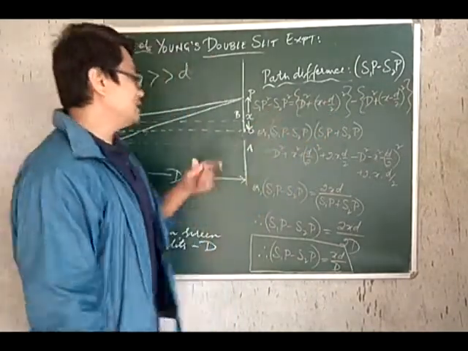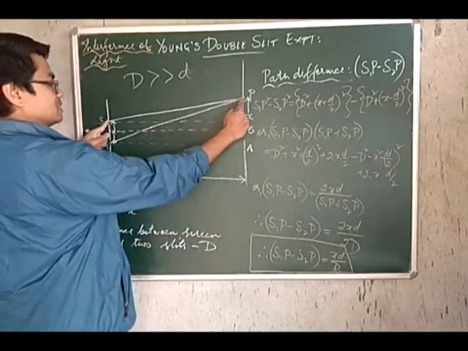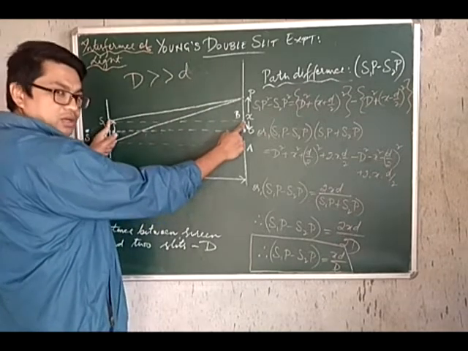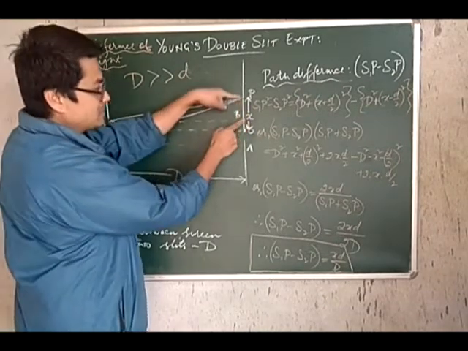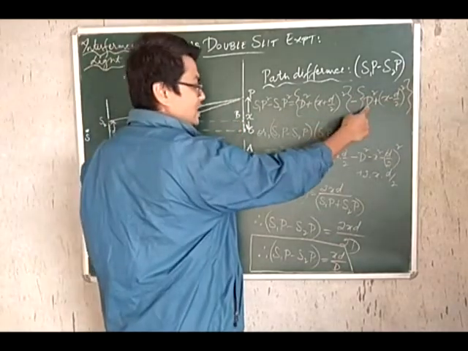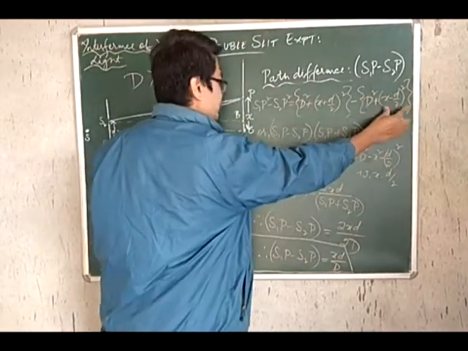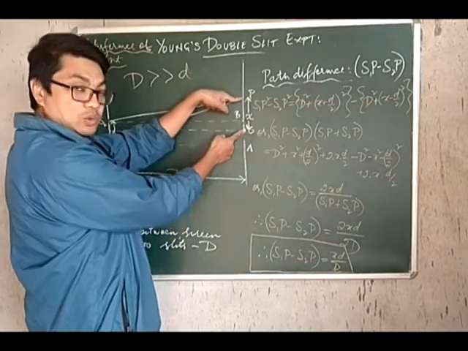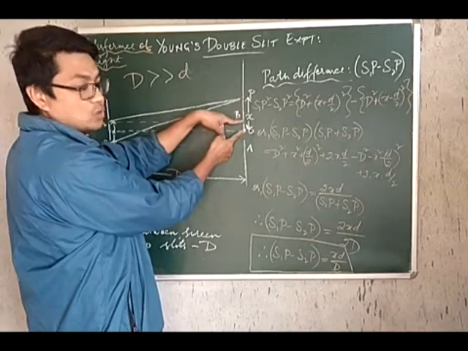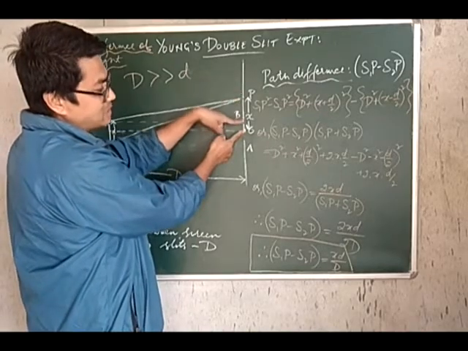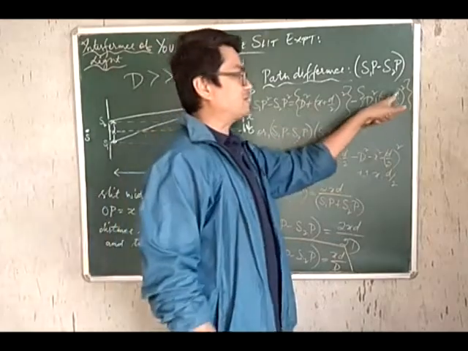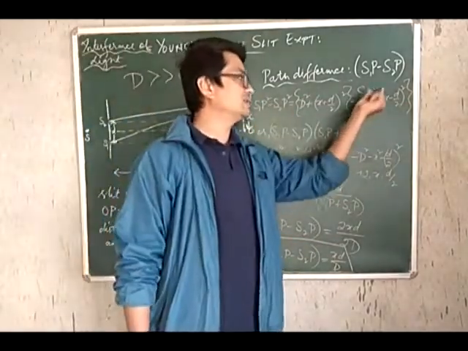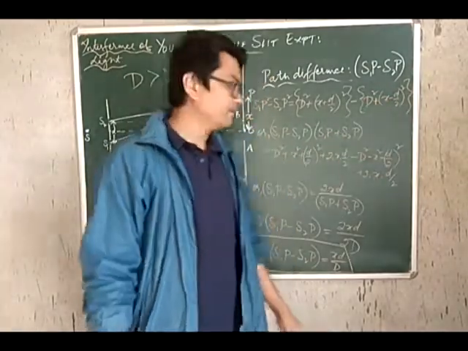Likewise S2P. S2P is the hypotenuse of the triangle PS2B. So the hypotenuse squared is base squared plus perpendicular squared. So the base squared is D squared plus perpendicular. What is PB? PB is PO minus OB, that is x minus OB. OB is d by 2. So x minus d by 2 is your distance PB, and thereby S2P squared is D squared plus x minus d by 2 whole squared.